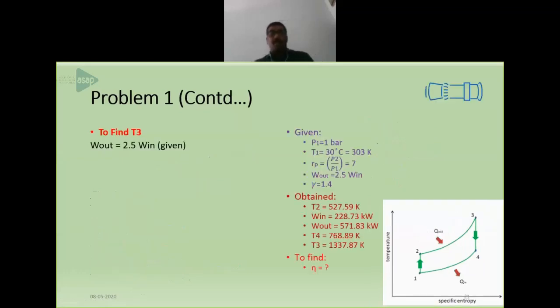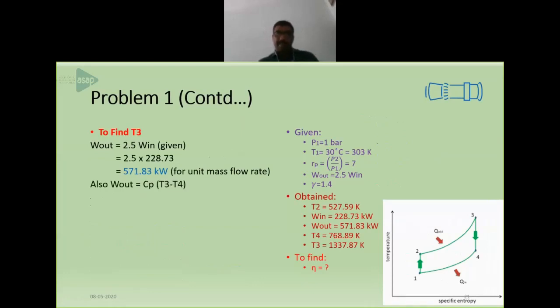So what is W out? In the question it is given that it is 2.5 times that of W in. So you can directly calculate, and you will get 571.83 kilowatt. W out is equal to Cp into T3 minus T4. Cp we know, T3 and T4 are unknowns. So T3 minus T4, you will get a value of 568.98, because W out and Cp you know.